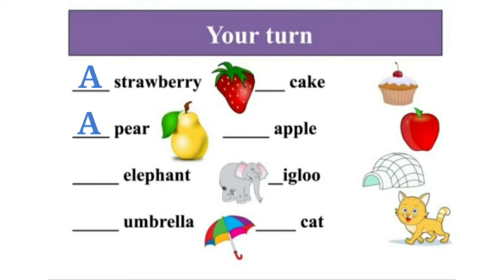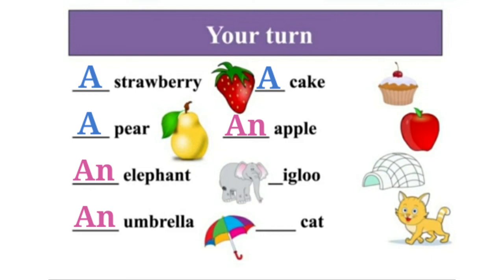Should we use a elephant? No, that's wrong. We should use an elephant. The next word, umbrella. An umbrella. The next word, cake. A cake. Next word, apple. An apple.